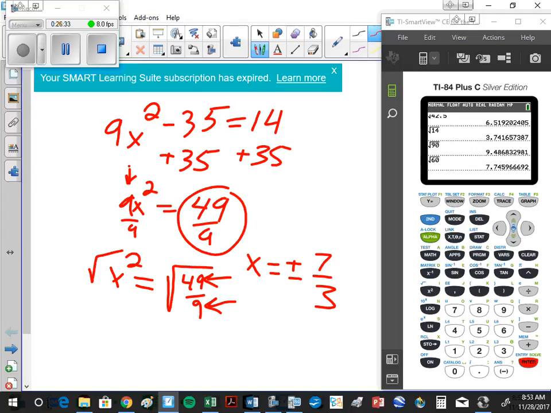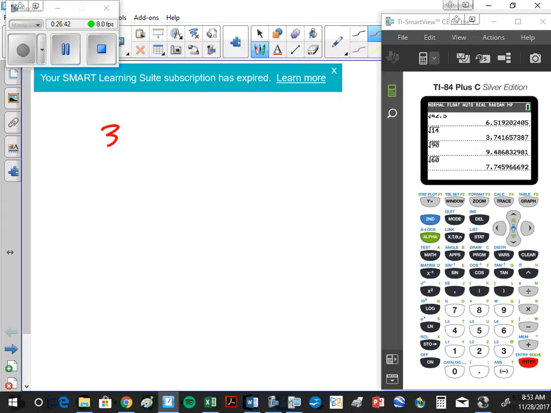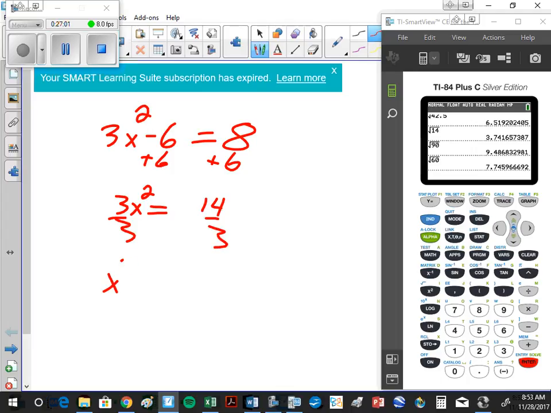Okay, and then on 25 to 30, it wants you to find the decimal. So if I had 3x squared minus 6 equals 8, how do I solve that? I'm going to add 6. 3x squared equals 14. Now what? Divide by 3. x squared is equal to 14 over 3. I take the square root.